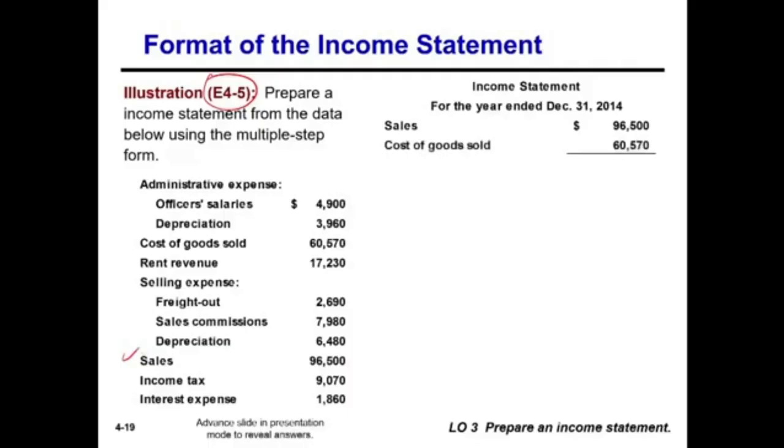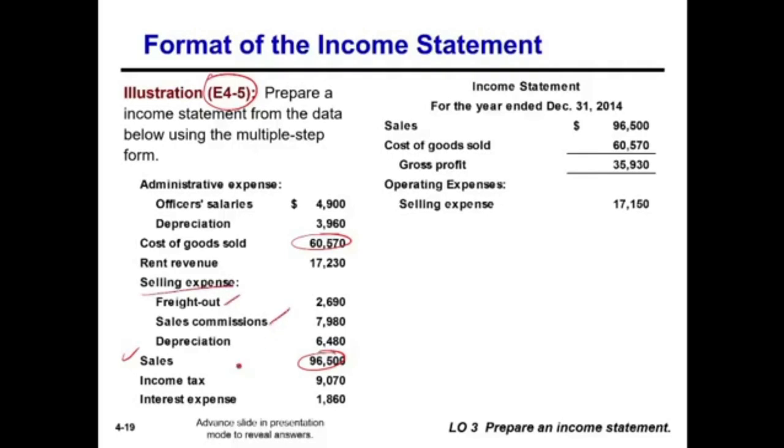Then we would calculate cost of goods sold. Cost of goods sold is given. Sales minus cost of goods sold gives us what? Gives us gross profit. This is a figure. Then we have two types of operating expenses, selling and administrative. Now we're going to have selling expenses, and here the selling expenses are listed for you: freight out, which is transportation, sales commission, and depreciation. Those are your selling expenses.